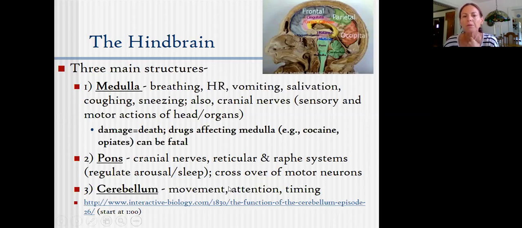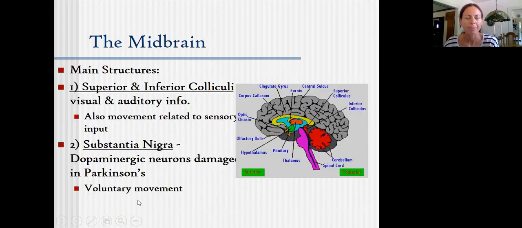Finally, the cerebellum is involved in movement. It doesn't really produce movement, but it makes movement smooth and delicate and graceful. It's also involved in attention and timing. So for example, your ability to clap to the beat would be a function of the cerebellum.